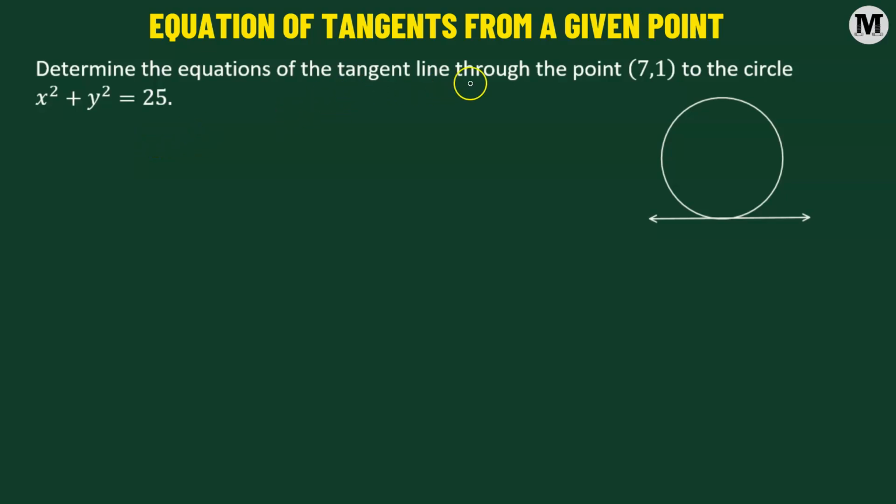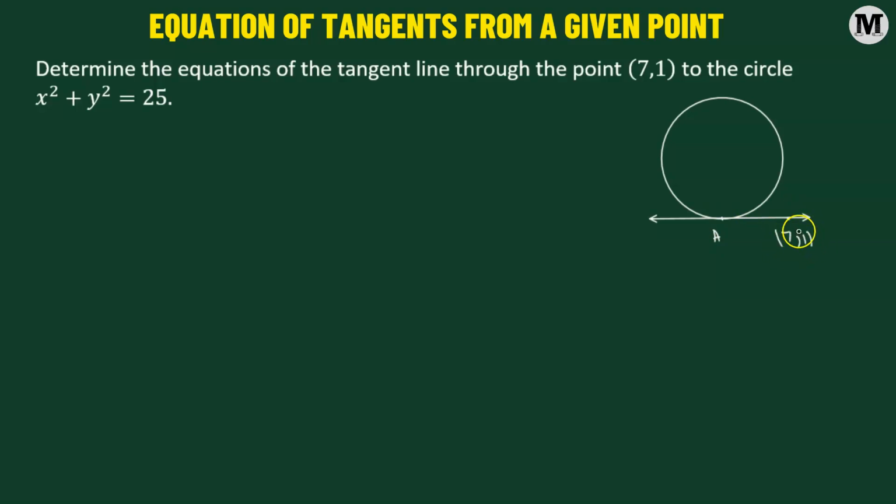Determine the equations of the tangent lines through the point (7, 1) to the circle x squared plus y squared equals 25. So here, to begin with, we're considering a circle whose equation is given to us, and we have a line that is tangent to the circle at point A. And also, this particular tangent passes through the point (7, 1).